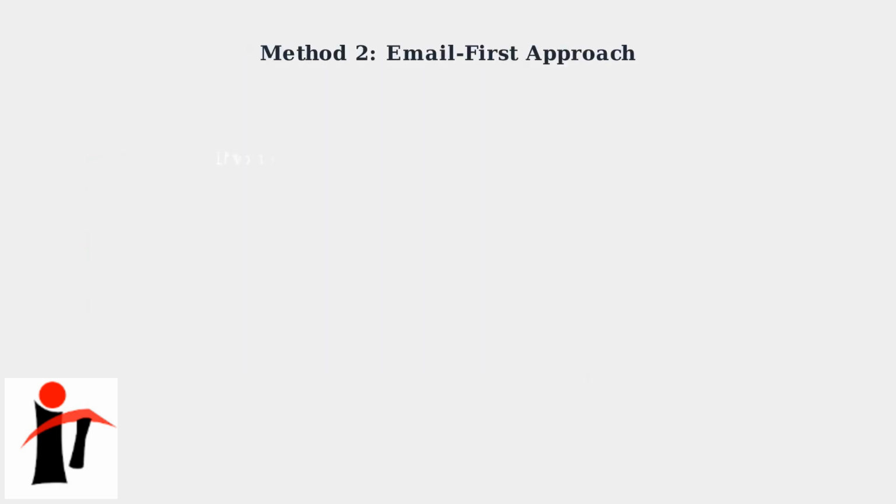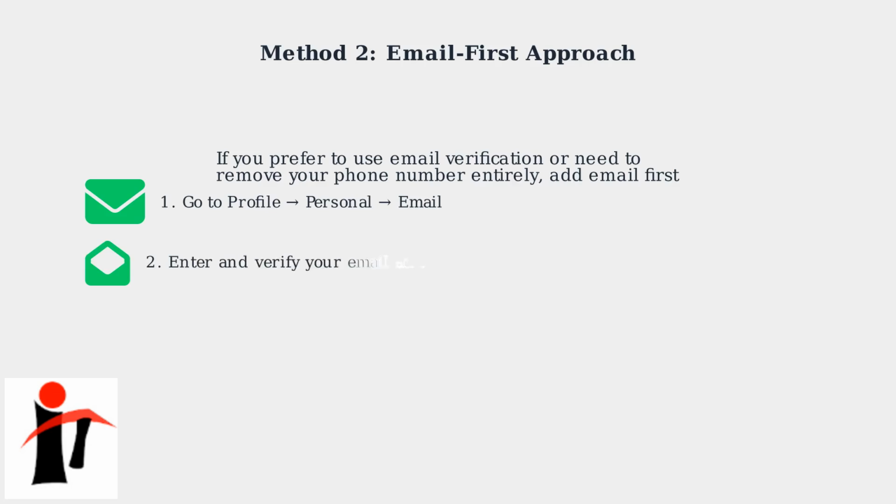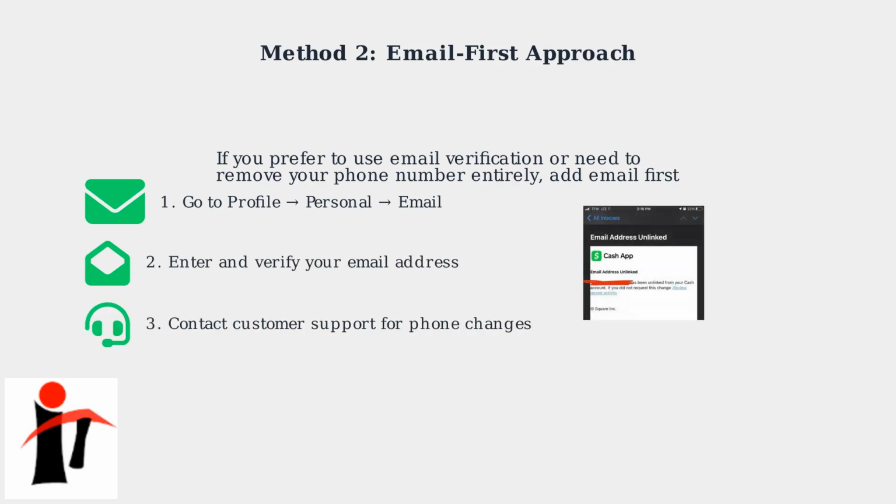The second method involves adding email verification first. This approach is useful if you want to use email as your primary contact method or need additional flexibility with your phone number. First, add and verify your email address through the personal settings. Once your email is verified, you can contact Cash App customer support to modify your phone number settings if needed.